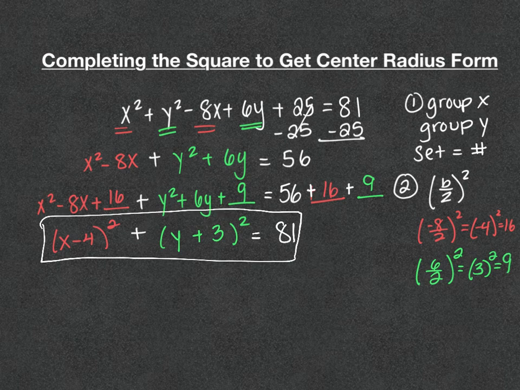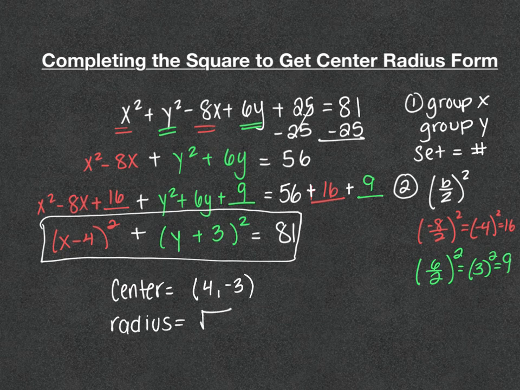Now, from this, we can find our center, which is the opposite of these values. So the opposite of negative 4 and the opposite of positive 3. So the opposite of negative 4 is positive 4, and the opposite of positive 3 is negative 3. And our radius now is the square root of the stuff here, which is 81. So the square root of 81 is 9.